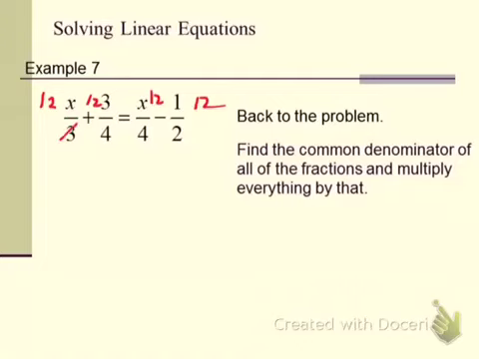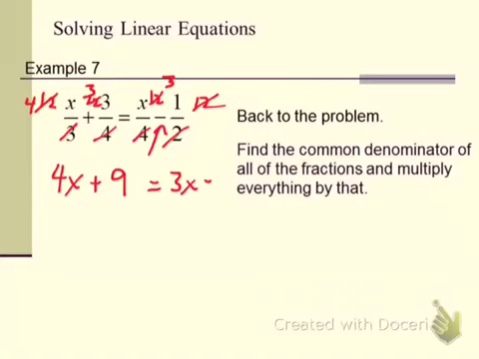3 goes into 12 4 times, and 4 times x is 4x. Plus 4 goes into 12 3 times, and 3 times 3 leaves us with 9. And then on the right side, 4 goes into 12 3 times, and that leaves me with 3x. And 2 goes into 12 6 times, and I have to remember that there's a minus sign there, so that's going to be minus 6.